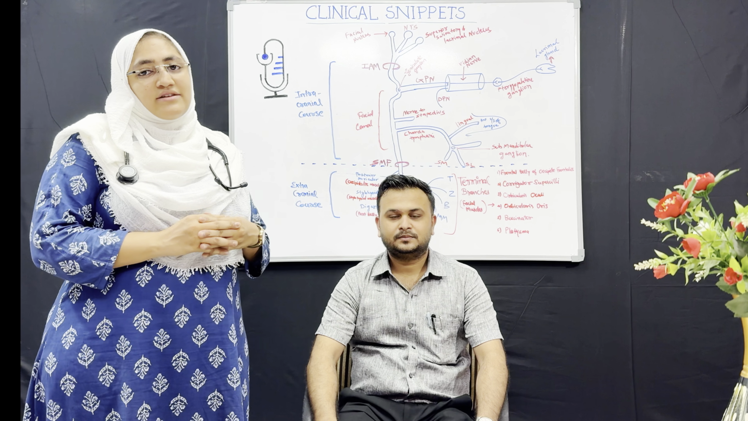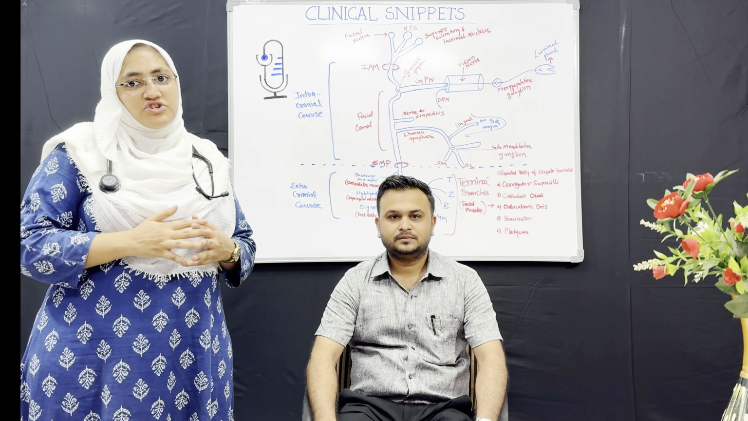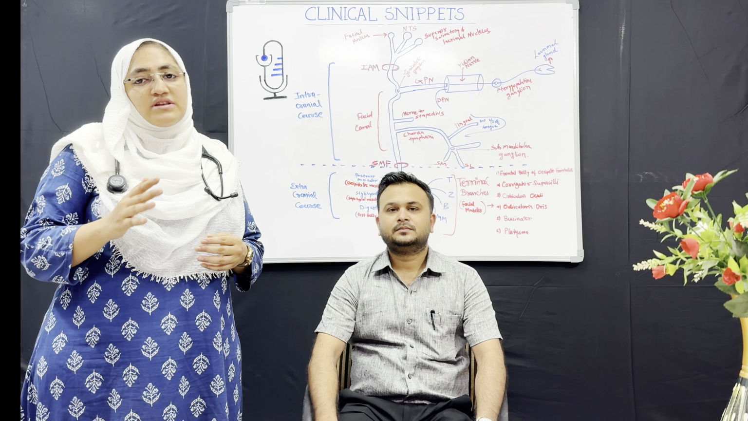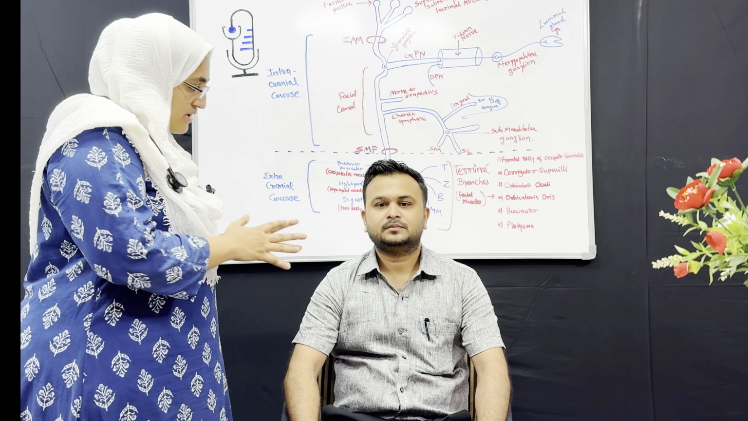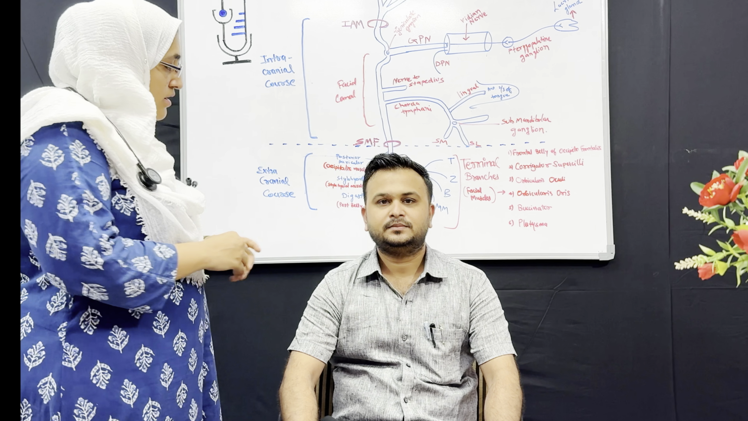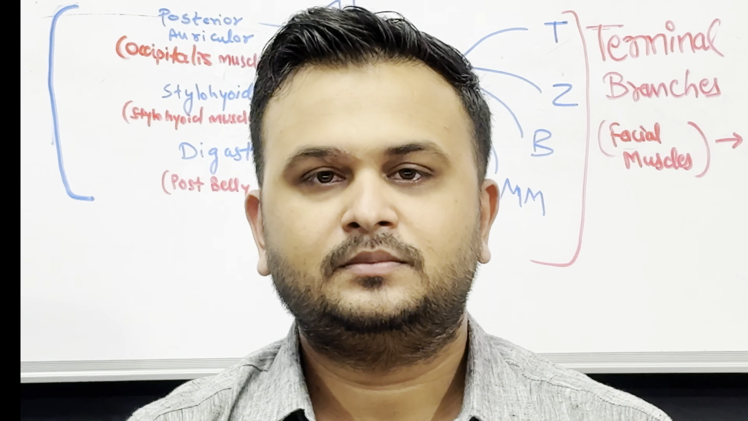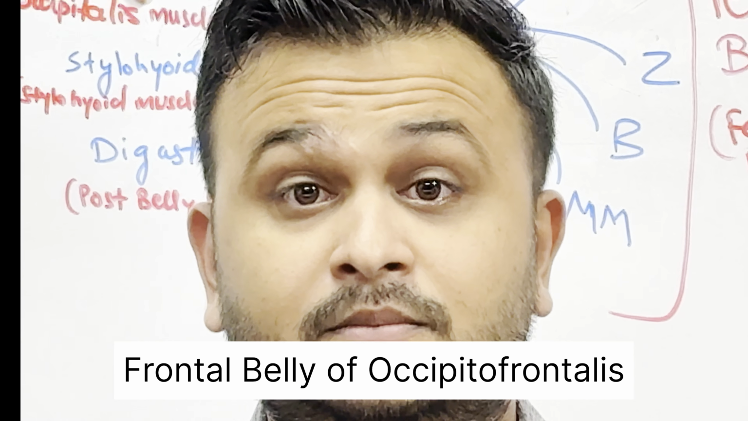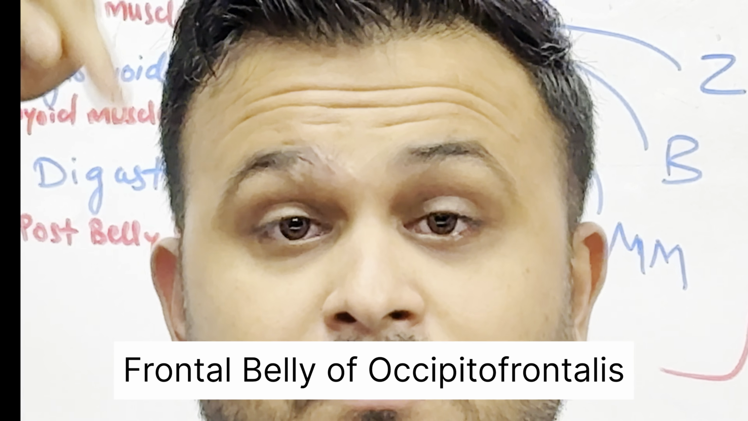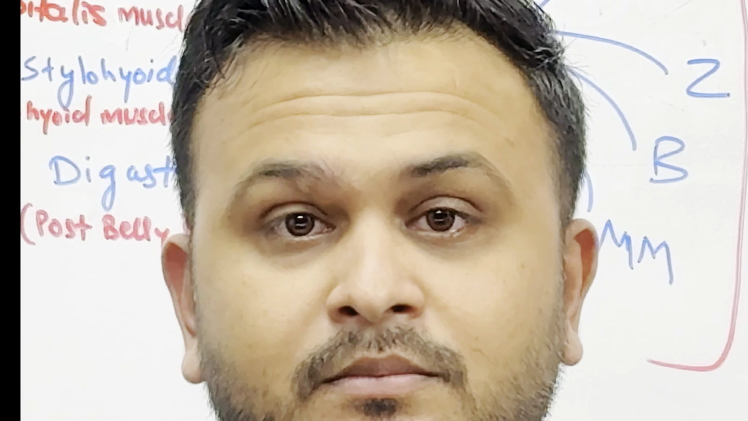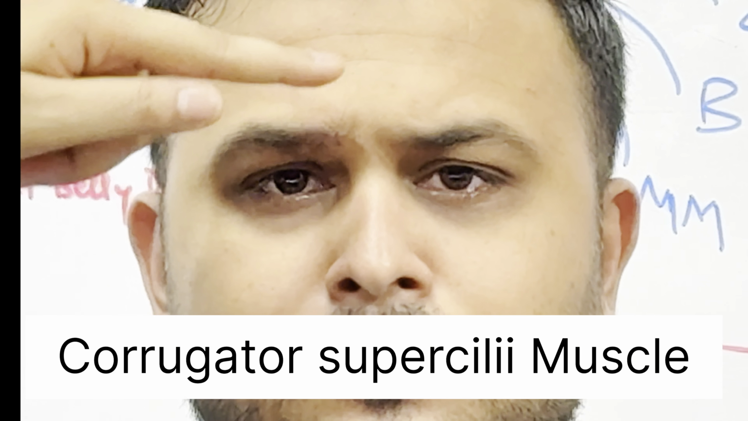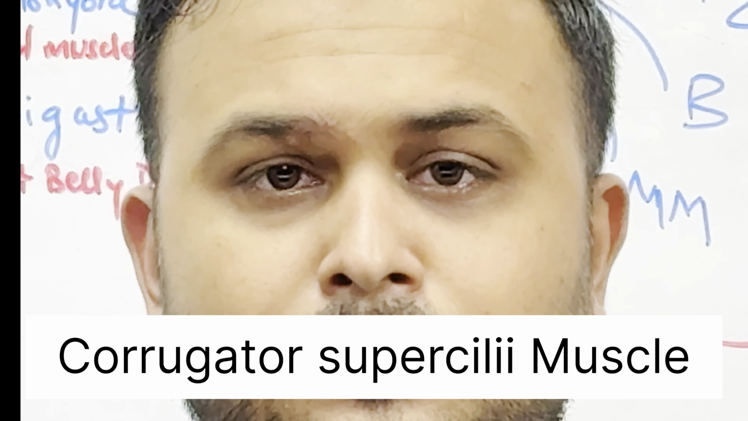Now coming to the second and the most important part, that is the demonstration of how to examine the seventh cranial nerve, that is the facial nerve. I am going to examine your face, may I? Yes. Raise your eyebrows on your own. Yes. Here the appearance of the folds is significant. Here we are examining the frontal belly of occipitofrontalis muscle. Now bring your eyebrows closer together. Here the appearance of the folds is significant, and here we are examining the corrugator supercilii muscle.